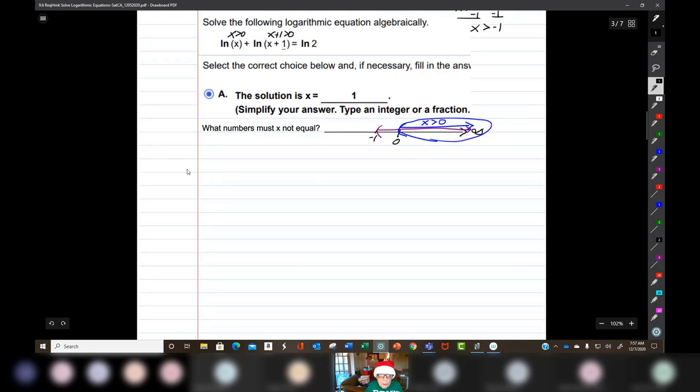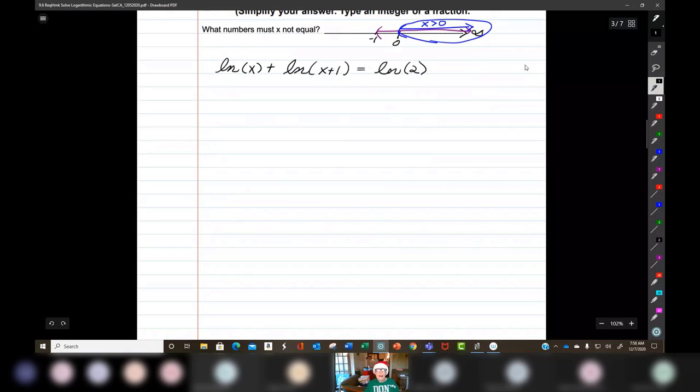Okay, so we've got the ln of x plus the ln of x plus 1 equals the ln of 2. Ln, remember, is the natural logarithm. It's the inverse function of e. Well, I have the log of an argument plus the log of an argument. That means I'm going to use the product rule.